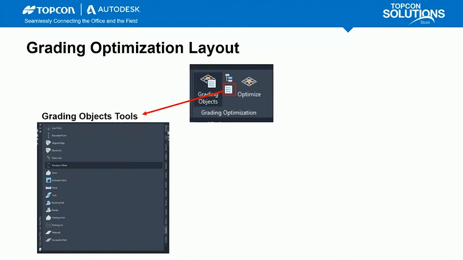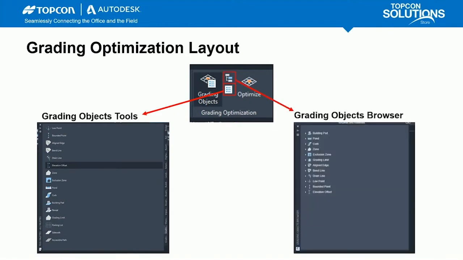Once you have set one in your grading object tools, for example, you want a low point, you click on the low point option, and then you go select your low point in your Civil 3D model. Now it'll go into your grading object browser. Basically, this is everything that's existing set as a grading object. Every grading object you set will go into the browser, and you'll see a number after the name. For example, building pad, you'll see parentheses 1, indicating that there's one building pad you set in your drawing.